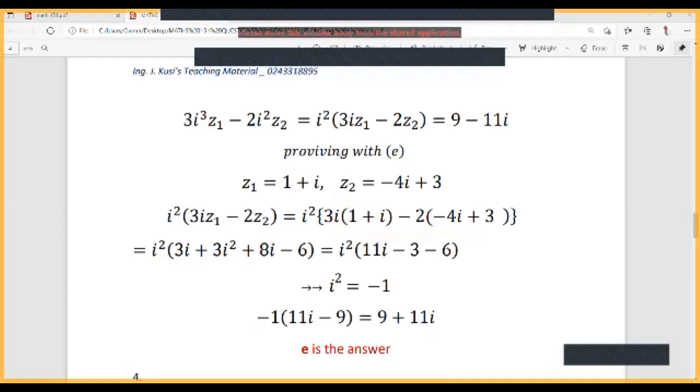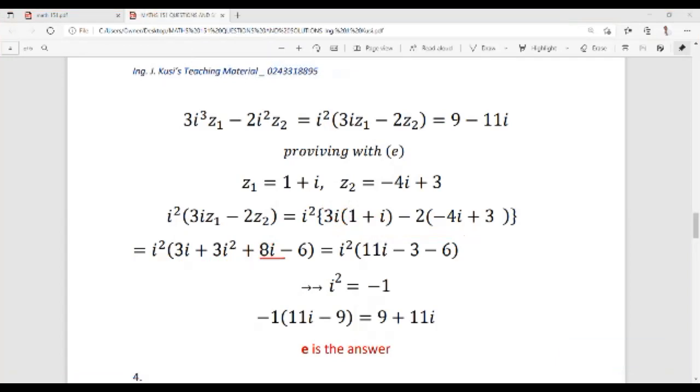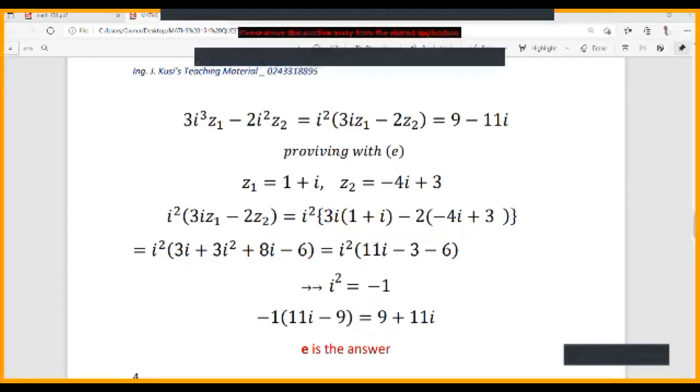Then negative 2 times negative 4i, so that will give positive 8i. Good. Then another negative 2 times 3, that will give you negative 6. Is that not it? Minus 6. Good. Okay, so you have this.